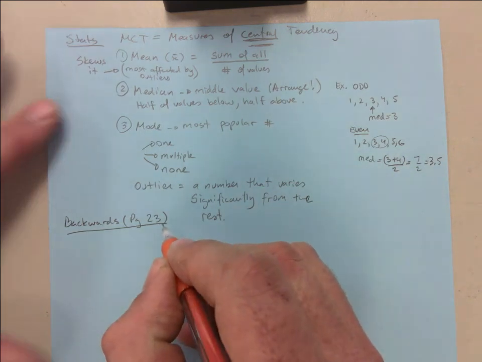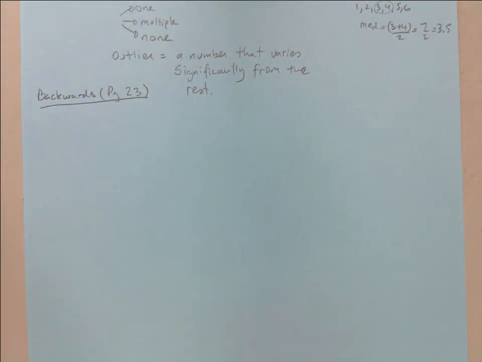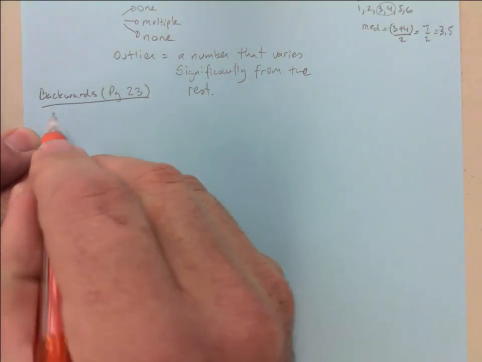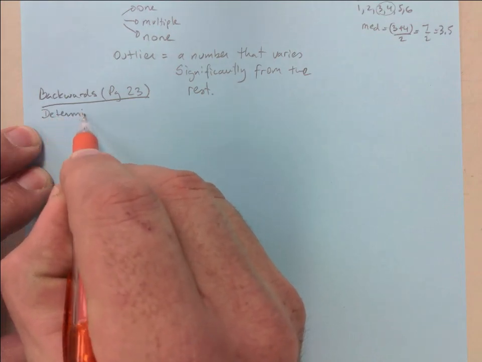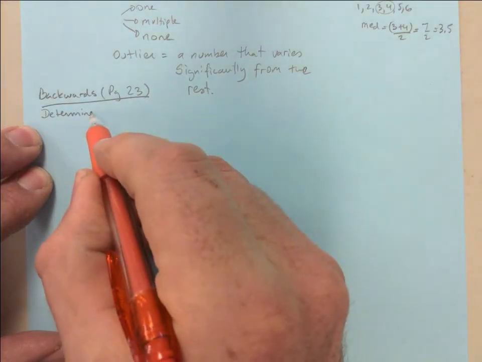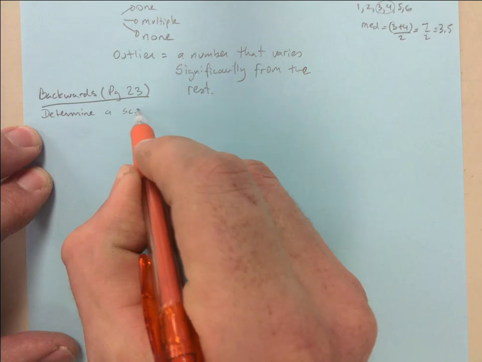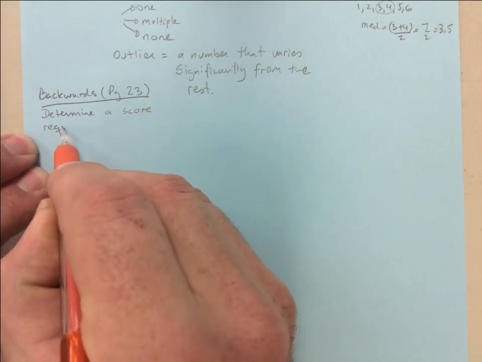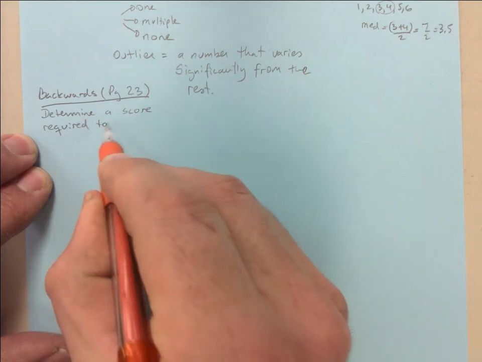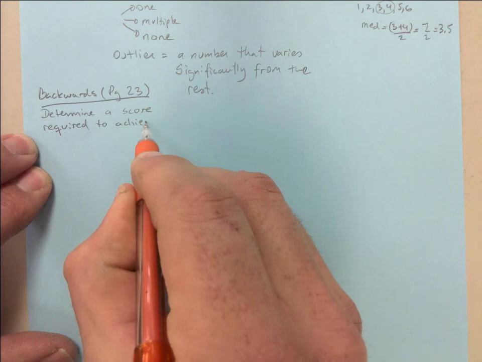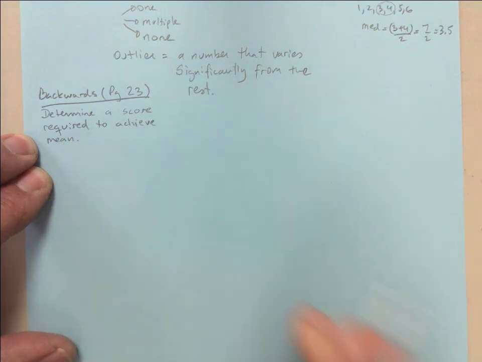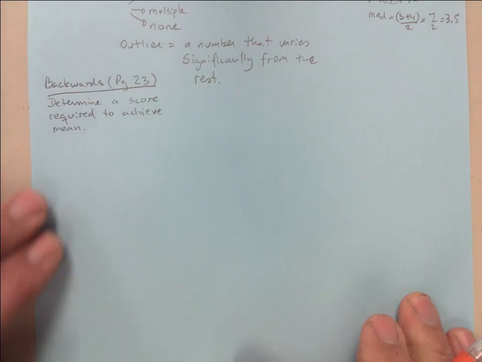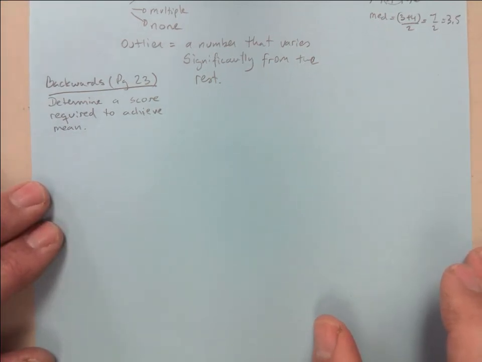I do tell you to go to page 23 to add a backwards example. Maybe I will do that right here. Backwards mean. Determine a score required to achieve mean, right? I'm just going to give you an example, and that's all I'm going to do here.